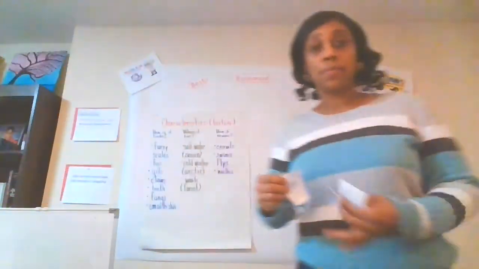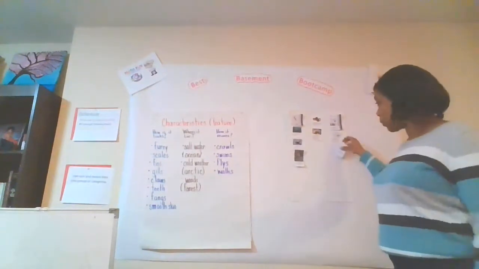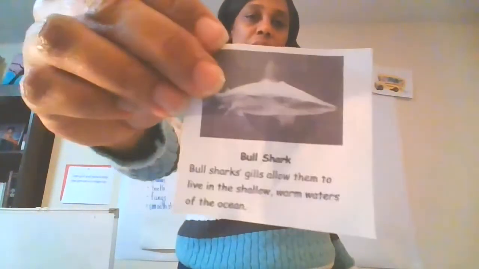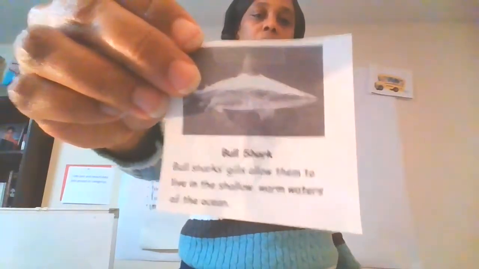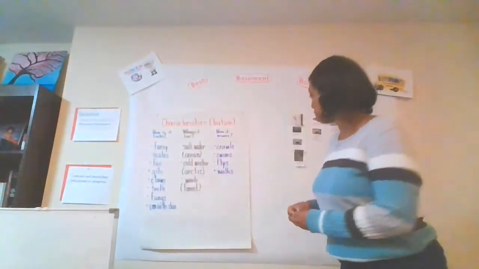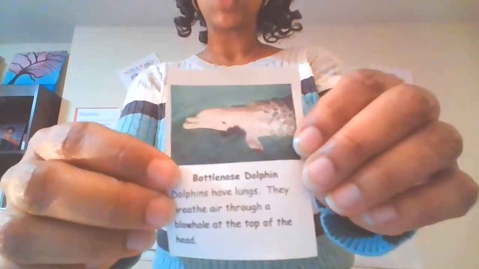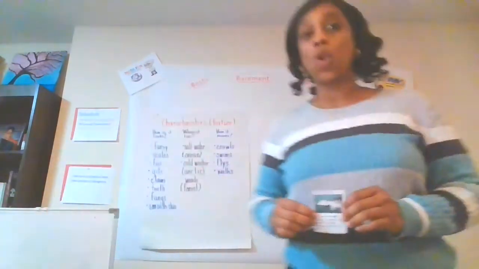We have the Arctic fox. Of course, he's going to go with the polar bear. Here we have a bull shark, definitely water. And last but not least, our friend, the bottlenose dolphin. Water.